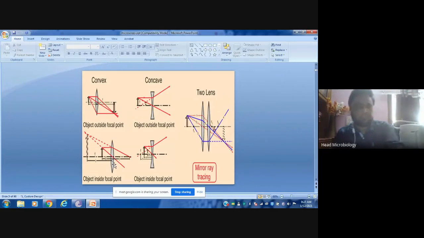Actually, the first image is the object for the second one. Now it will be created, as it is in between the focal length and the mirror. So what happens here? You will get an erect, magnified, as well as pseudo image. This can be taken as a picture, but this cannot. You can see it with your eyes, but you cannot take the picture. But now, by keeping two lenses, even this picture can be taken.